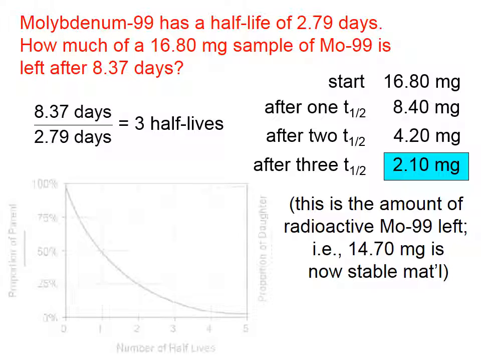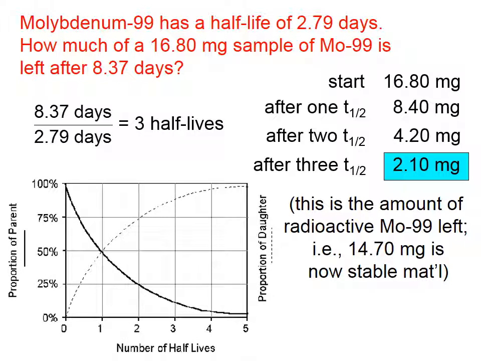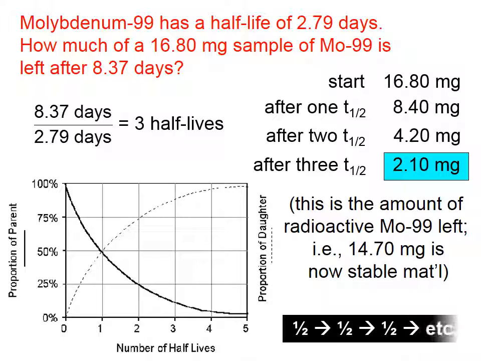Again, the total mass is conserved. So what's happening here you can kind of see on this graph. The amount of molybdenum-99 is dropping, and the amount of what we call the daughter isotope is increasing like so. Whenever you do half-life calculations, you cut in half, cut in half, cut in half, cut in half, and the total mass stays the same.